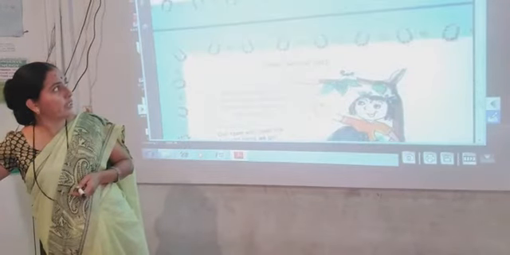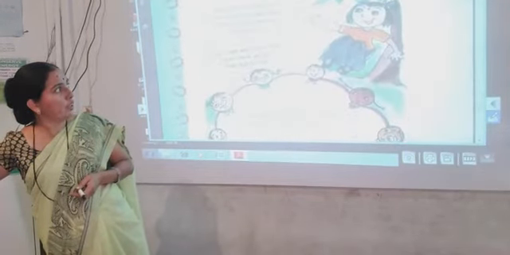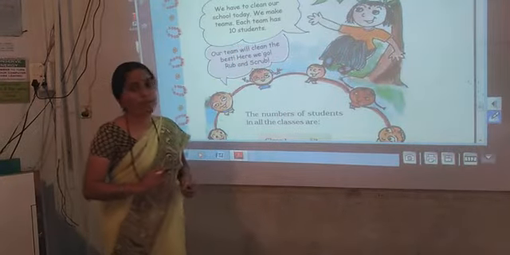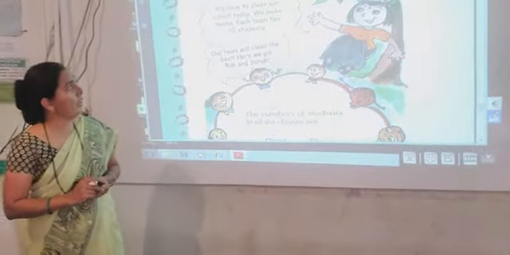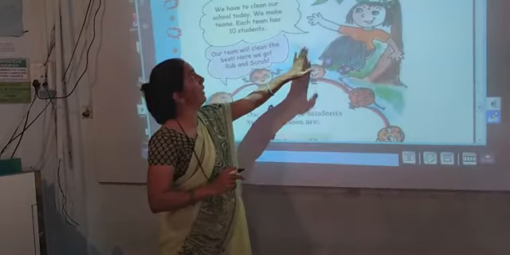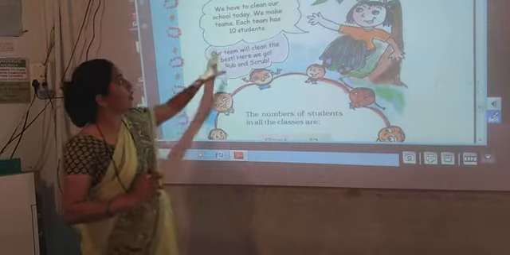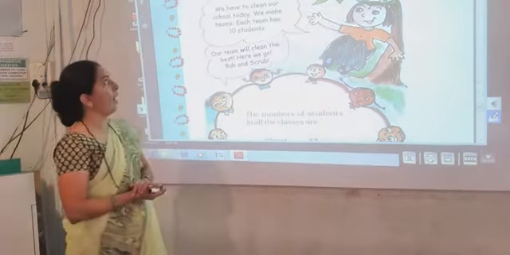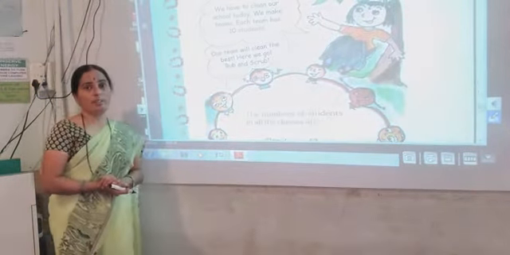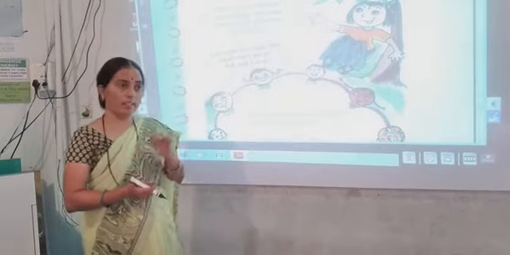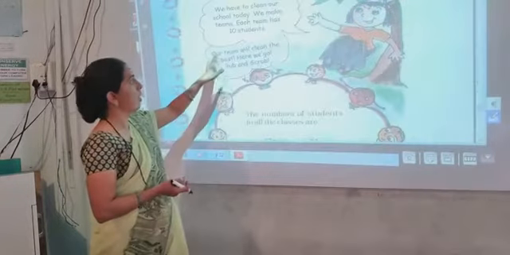Now see the next page, page number 64. Clean school day. We have to clean our school today. We make teams. Each team has 10 students. They are going to play clean school day. So this girl is saying we have to clean our school today, and we have to make teams to clean the school. But in each team there will be 10 students.